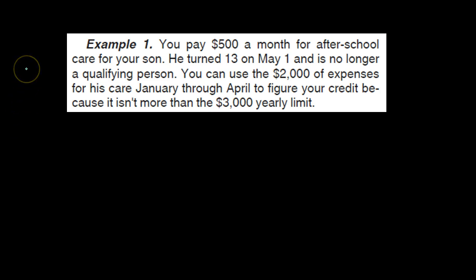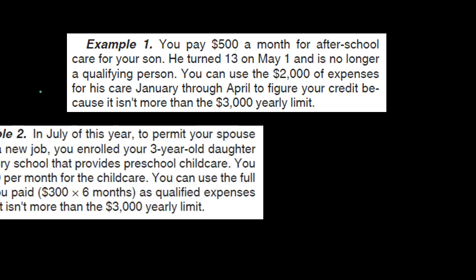Example 1. You pay $500 a month for after-school care for your son. He turned 13 on May 1st and is no longer a qualifying person. You can use $2,000 of expenses for his care January through April to figure your credit because it isn't more than the $3,000 yearly limit.